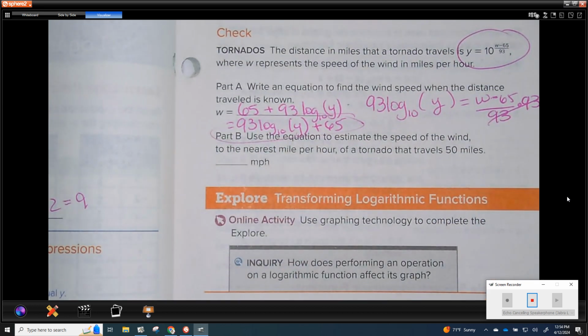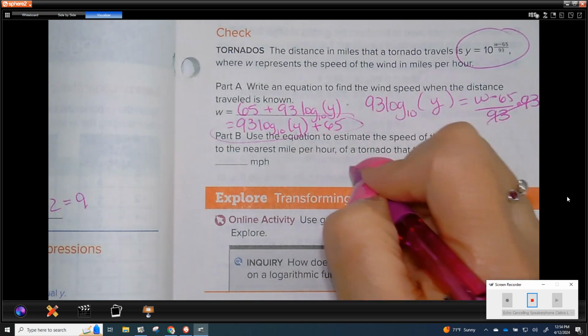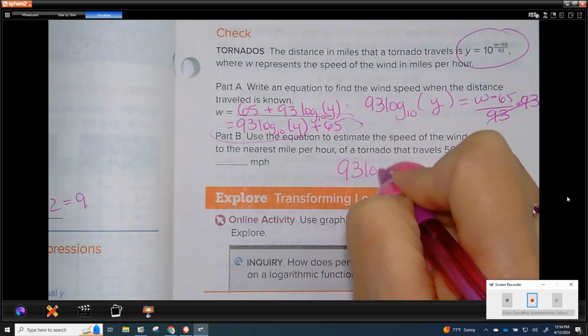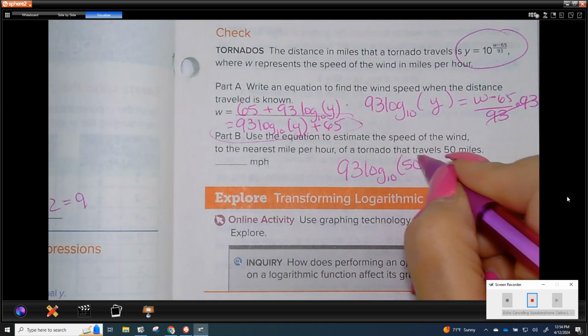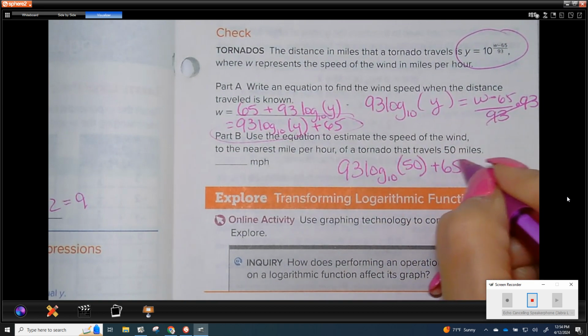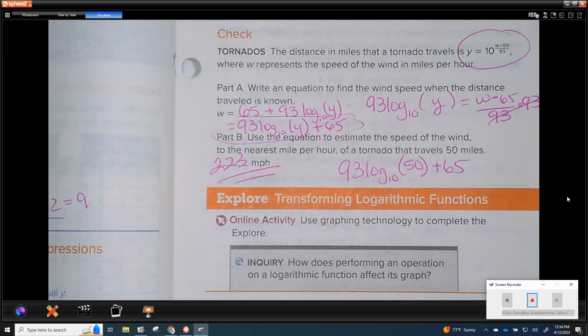So now they gave us a y of 50. When you plug in 50, again, in the calculator you don't have to put the 10. You should get 223 miles an hour. Okay, so you put this in the calculator.